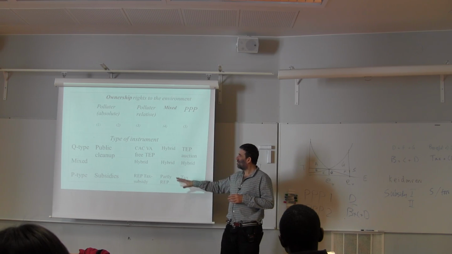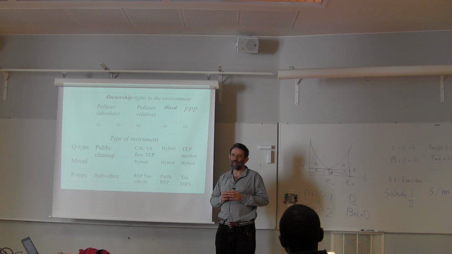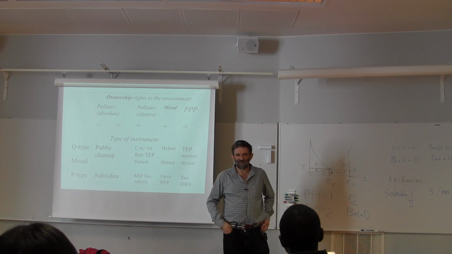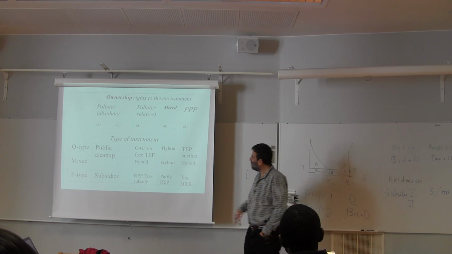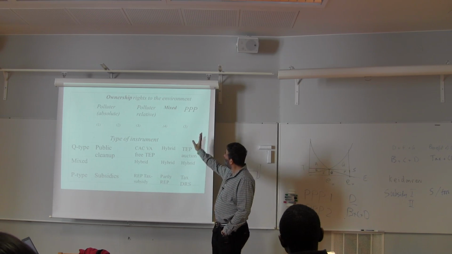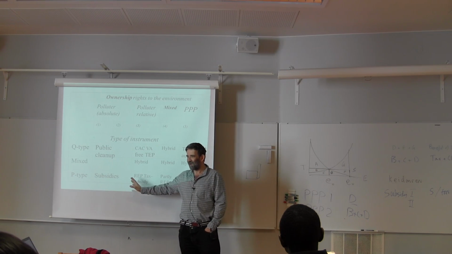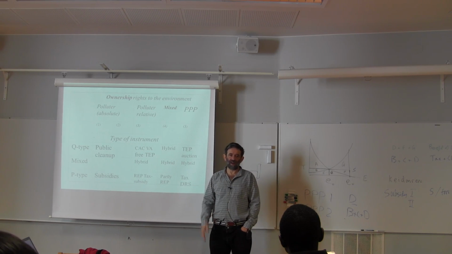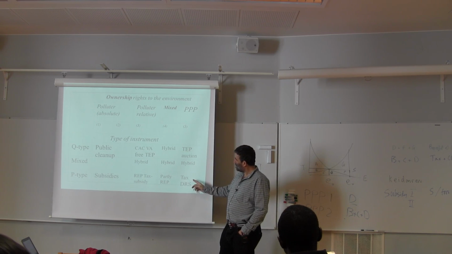One is we want to choose between a P and a Q type instrument. And that choice we want to make after reading Marty Weitzman's 1974 article, and it's about uncertainty, right? Then also we want to choose whether we think that the people own the environment or the polluters own the environment, and who should get the rent. That's a separate dimension.